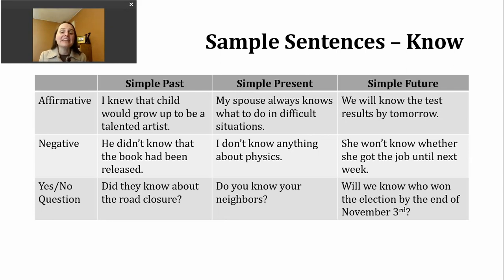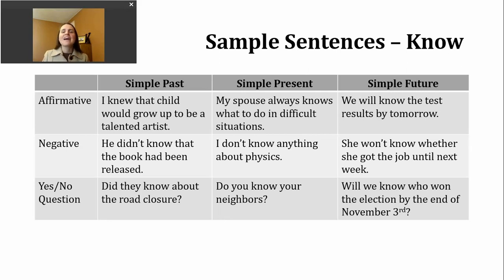Next, if we want to make a yes or no question in the simple present, we will start with do or does, then we'll have our subject, and then the base verb. Do you know your neighbors? This would tie back to that second definition we looked at earlier, being familiar with, having met and developed a relationship.